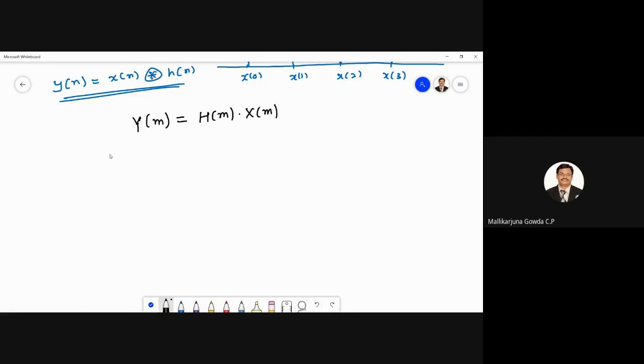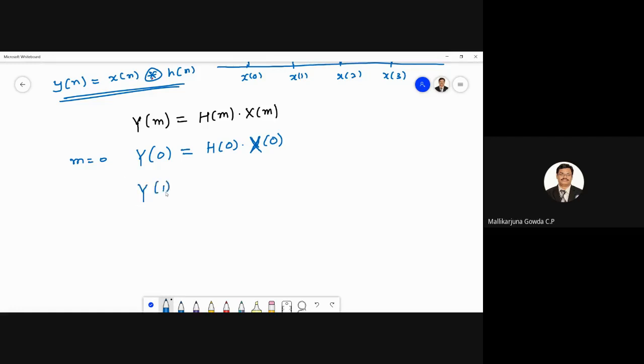I said when m equals 0, the present symbol, it depends only on the present input sequence, not on any other. So when m is 0, it will be h of 0 into x of 0. So x of 0 is the present symbol. The output sequence depends only on the present sequence. Similarly, you can write for other values of m.